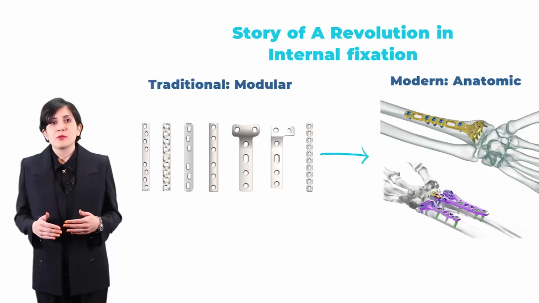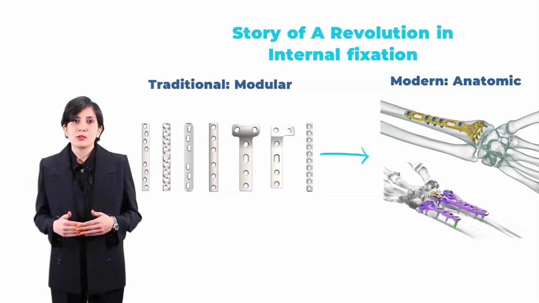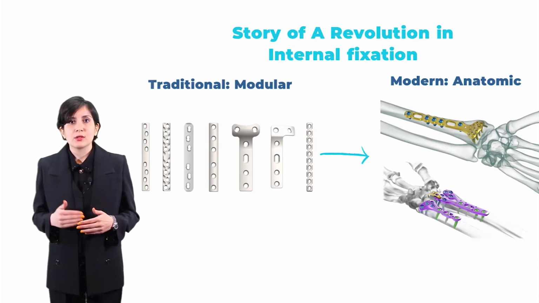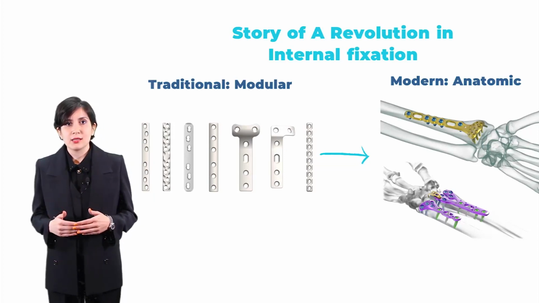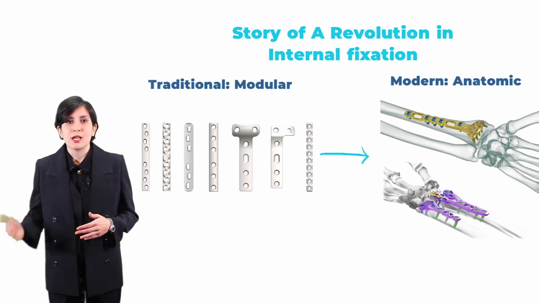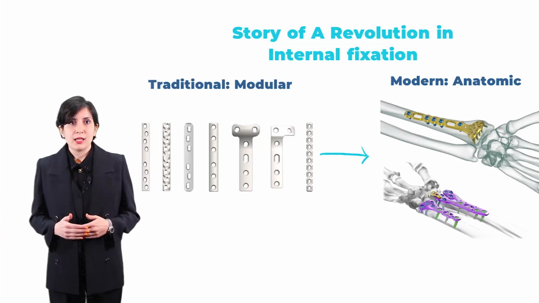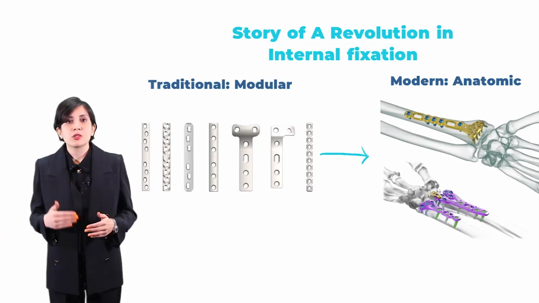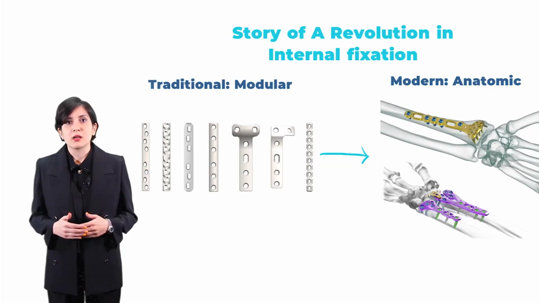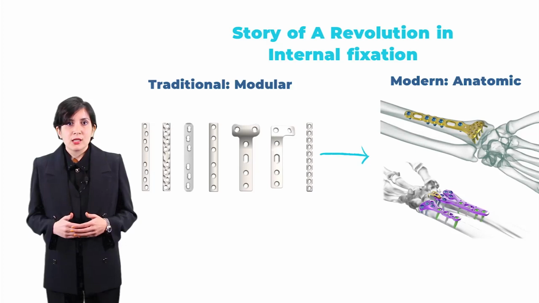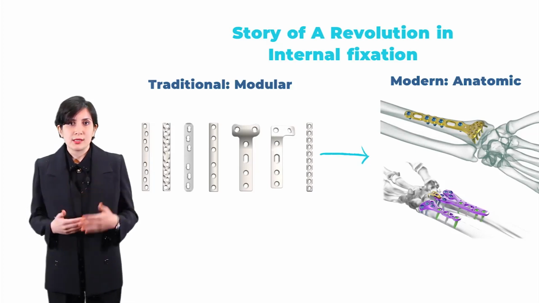From a historical point of view, early designs for internal fracture fixation devices relied on crude and limited elements that needed to be adapted to each fracture type. However, with the advent of locking plates and anatomic studies focusing on the articular ends of long bones, anatomic plates emerged, sparking a revolution in orthopedic surgery.